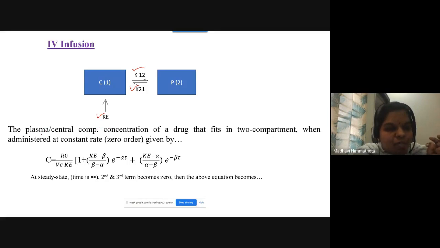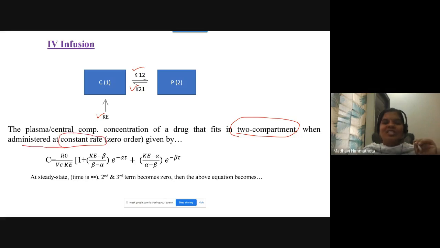The plasma or central compartment concentration of a drug that fits in two compartments, see, the plasma or central compartment concentration of a drug that fits the two compartment model, when administered at a constant rate. Here why are we saying constant rate?